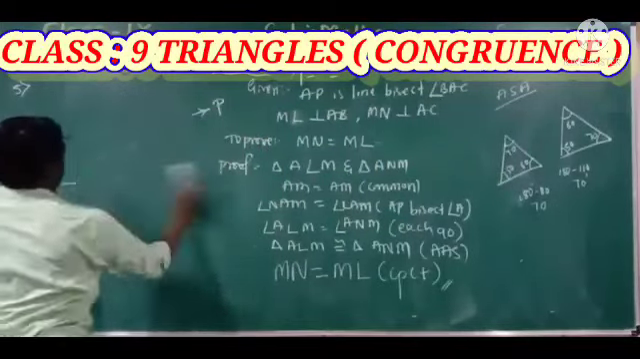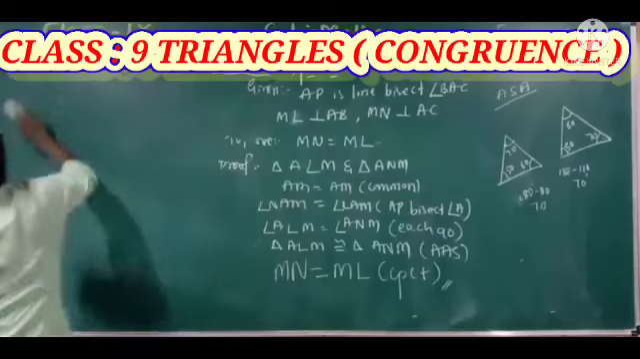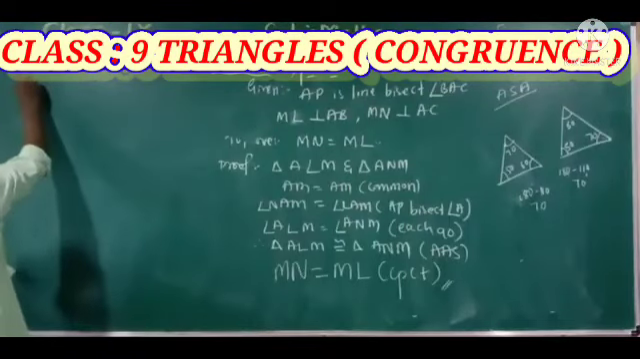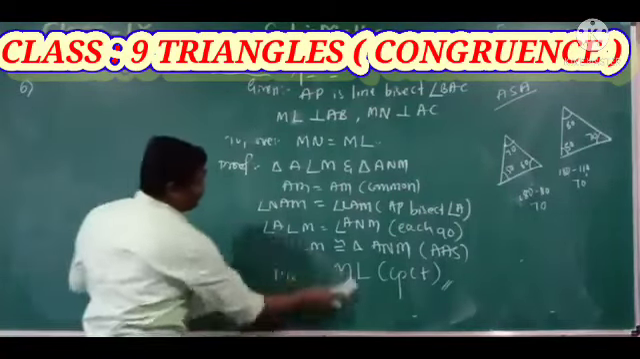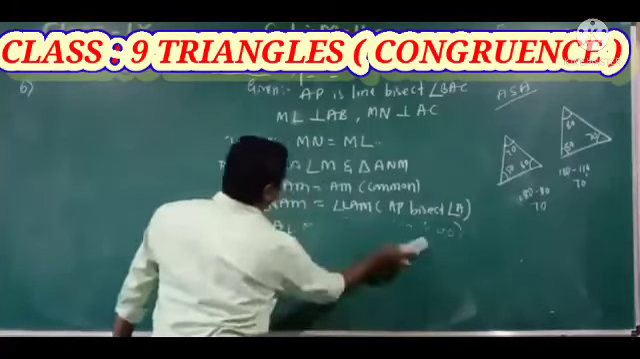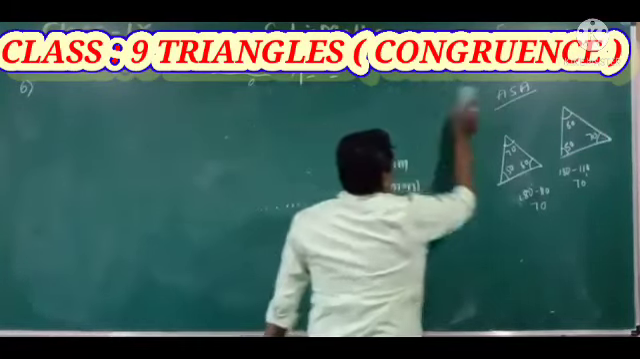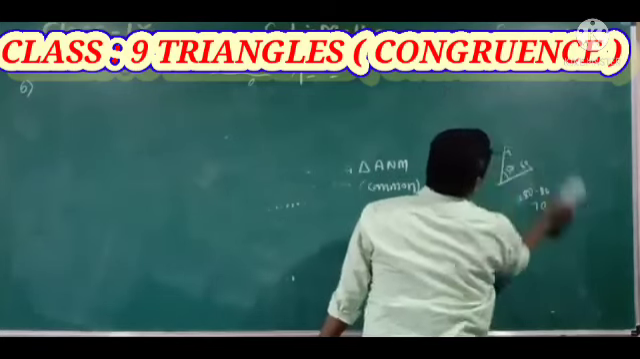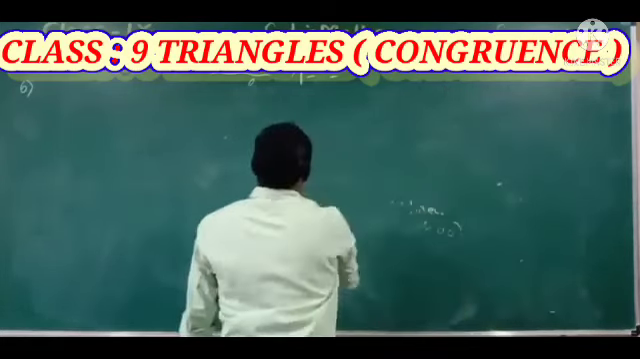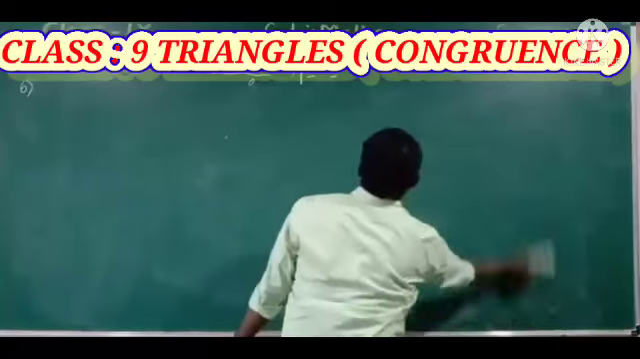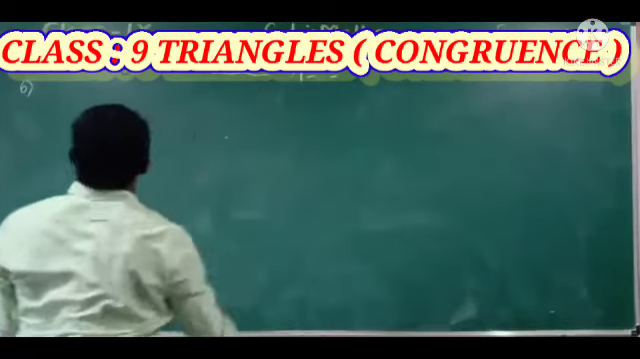Next, see the next question, the sixth one. AAS is one of the congruence criteria. This is another form of the ASA. Okay, next, sixth question.